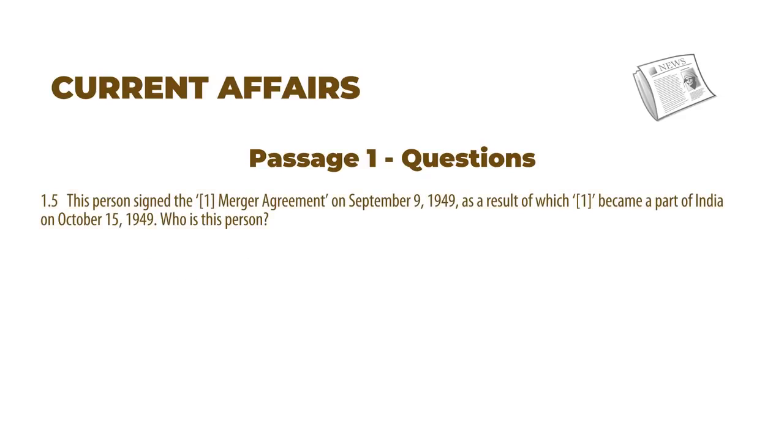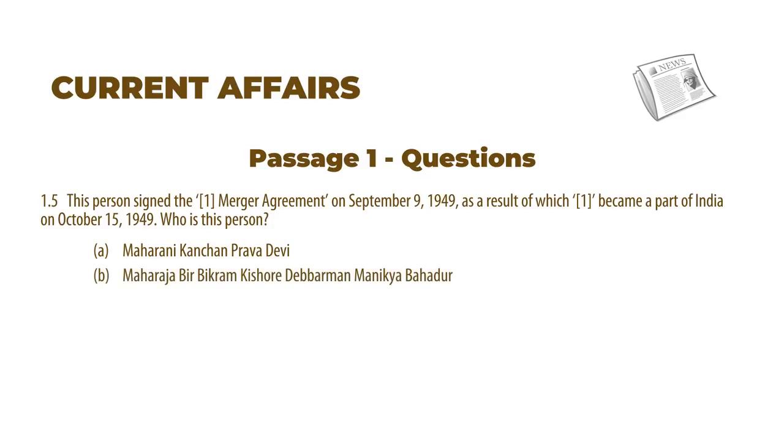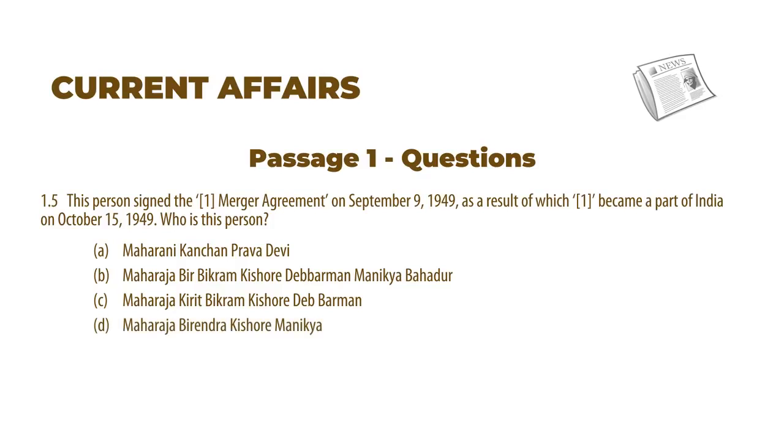This person signed the blank merger agreement on September 9, 1949, as a result of which blank became a part of India on October 15, 1949. Who is this person? Your options are A. Maharani Kanchan Pravadevi, B. Maharaja Bir Bikram Kishore Debarman Manikya Bahadur, C. Maharaja Kirit Bikram Kishore Deb Barman, or D. Maharaja Birendra Kishore Manikya. The correct answer is A.